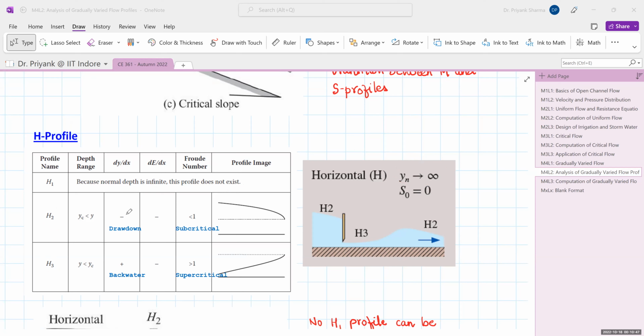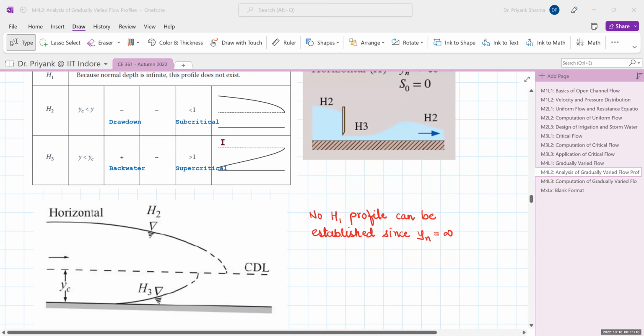So the H2 profile, since it is in zone 2, is a drawdown profile. So your YC is less than Y. So you can see H2 is a drawdown profile, and for H3, your Y is less than YC, and it is a backwater profile but on a supercritical flow. It is similar to your M3 profile. So the horizontal slope profiles are just an extension of mild slopes, such that your slopes are tending to zero.